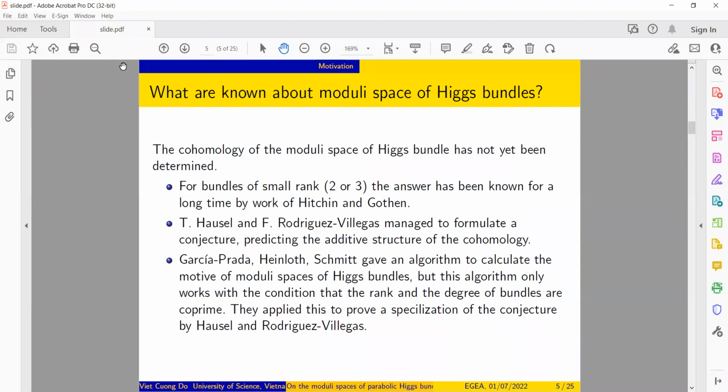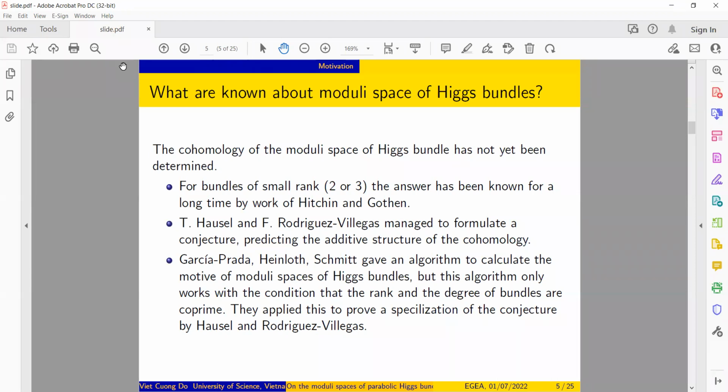But the knowledge about the cohomology of the moduli space has not yet been determined. We know only for small rank, when rank equals 2 or 3, in the works of Hitchin and his student Gothen a long time ago. But to generalize their work seems to be very hard, and there aren't any predictions until now about the cohomology.